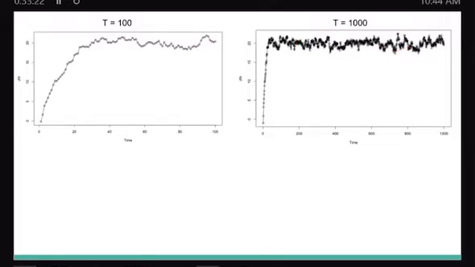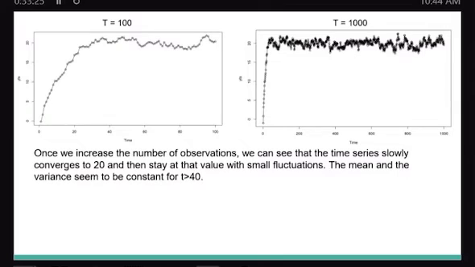That was why I said here, take a look at it: once we increase the number of observations, we can see that the time series slowly converges to 20. The convergence starts at time equal to 20, converges to 20, and stays at that value. We're not going to have perfect stability, don't forget that, but it stays in that region with only small fluctuations. Does that make sense? The mean and the variance seem to be constant for time greater than 40. Can you see that now?